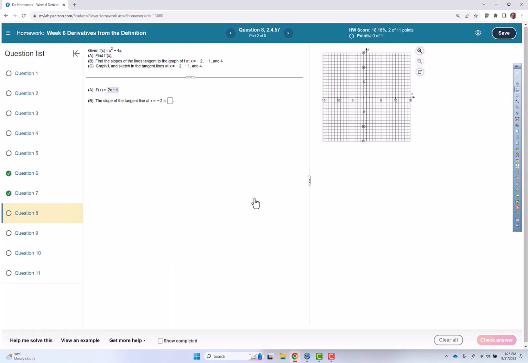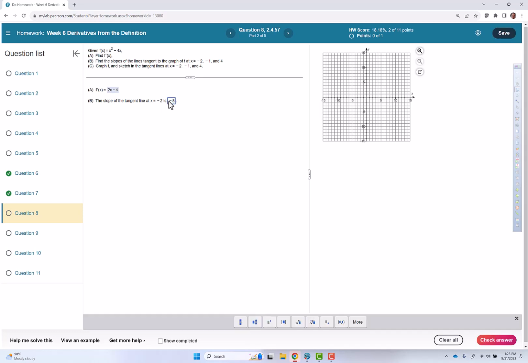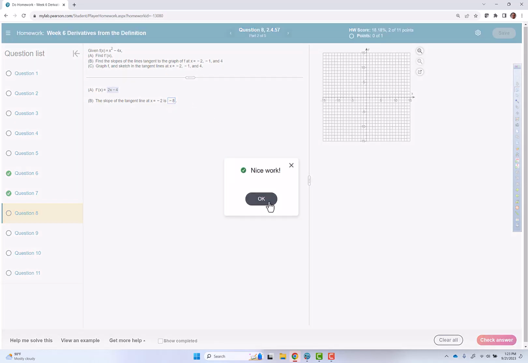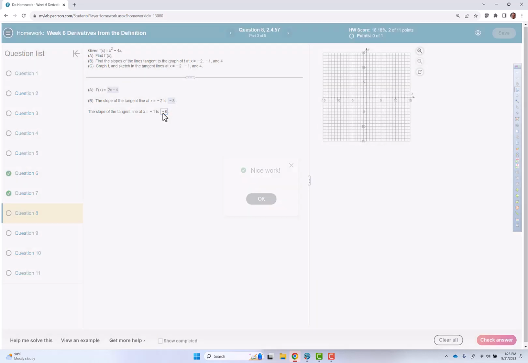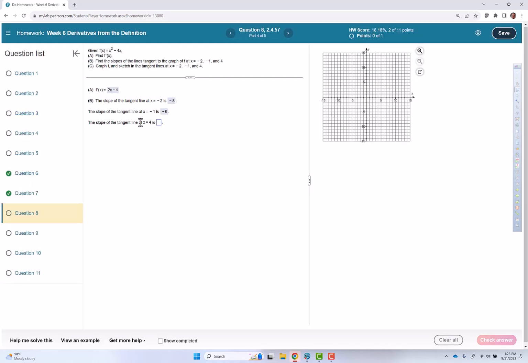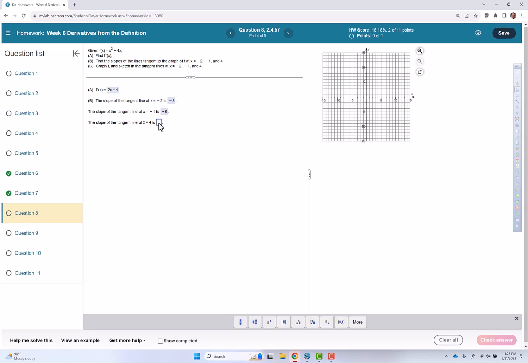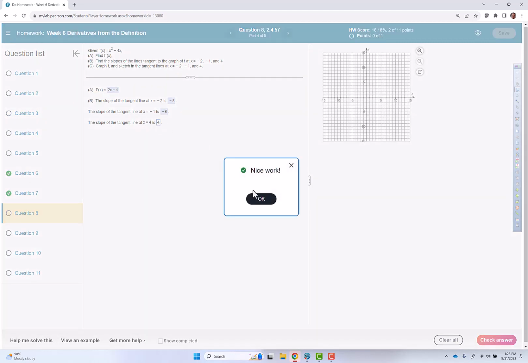Check answer, nice work. Slope of the tangent line at x equals -2. It's going to be -2 times 2, -4 minus 4. So -8. Nice work again. At -1, -1 times 2 is -2, minus 4 is -6. And then 4 times 2 is 8 minus 4. So that's +4. Nice work.